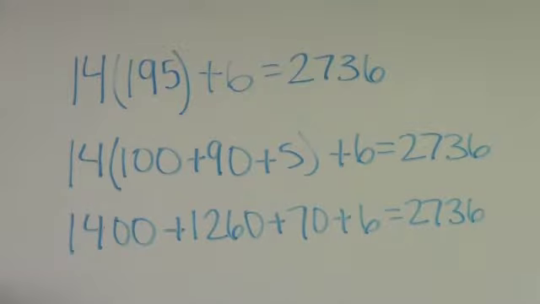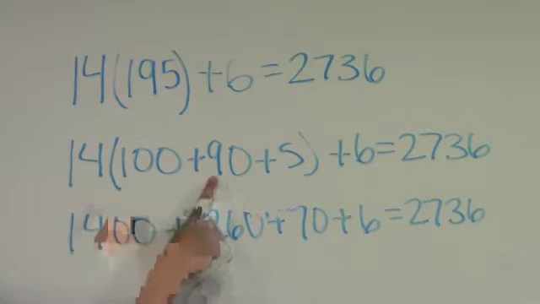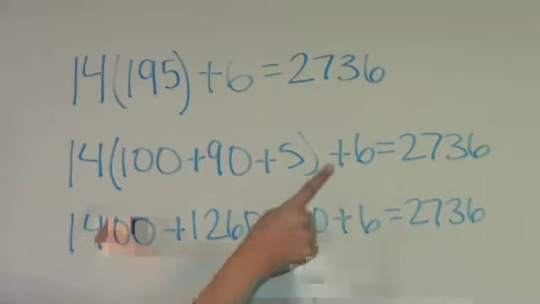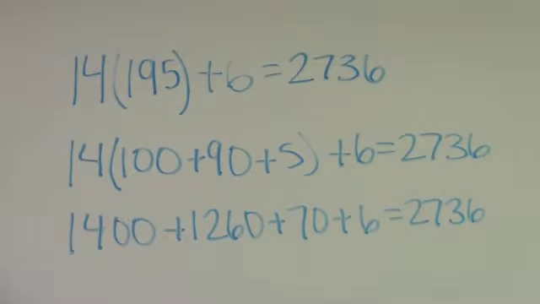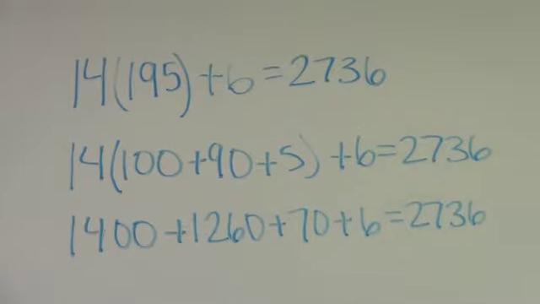2,736. Equivalently, 14 times 195 plus 6 equals 2,736, which can be rewritten as 14 times 100 plus 90 plus 5 plus 6 equals 2,736. In other words, 1,400 plus 1,260 plus 70 plus 6 equals 2,736.